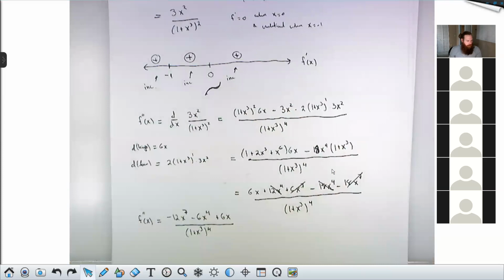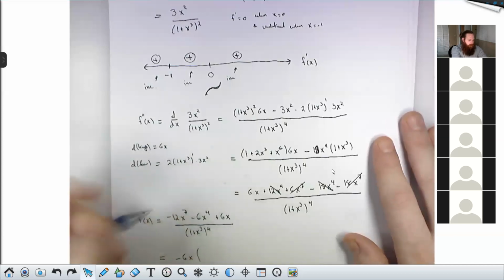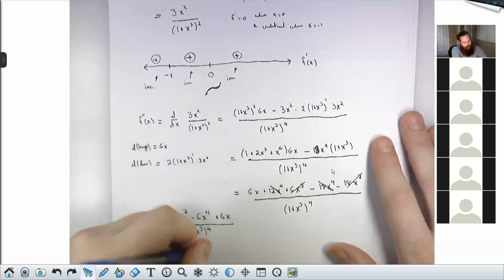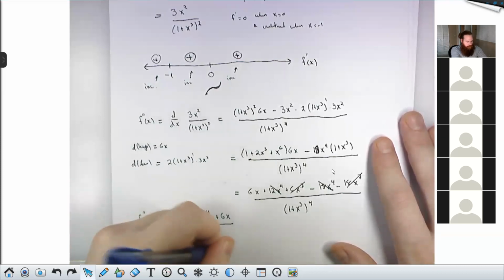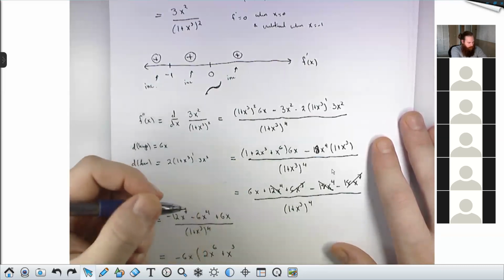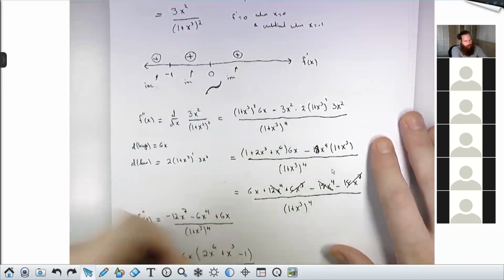So I can factor an x from the numerator and try to see what else can be done from there. Let's factor a negative 6x from the numerator. So then this would become a positive 2x to the 6. This will become a positive x cubed. And this would become a minus 1. So this derivative is pretty gnarly.